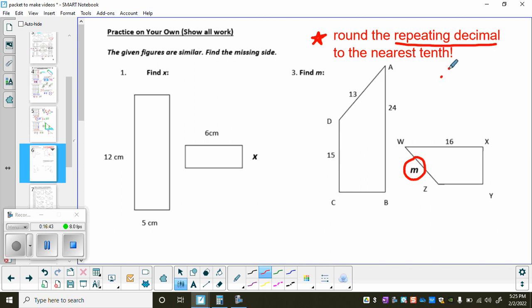So remember, if you see something that ends in like a 0.666 and that repeats, then that would just be a 0.7. If you saw something that ended in like a 0.333 and that's what repeated, since this is not a 5, it would just stay a 0.3 if you rounded to the nearest tenth. So your answer to this question is going to be rounded to the nearest tenth. I just wanted to point that out. And I'm going to erase that now so nobody takes notes.